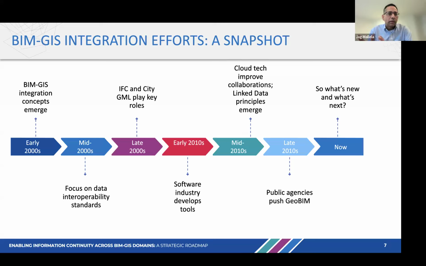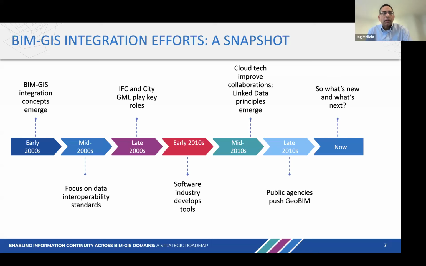And certainly, I could put my finger on specific things that have happened, like the BIM-GIS integration concepts emerged in the early 2000s. By the mid-2000s, I think the focus on data interoperability standards and the standards development process put more focus on BIM-GIS data connections. Prior to that, it was more transformations of data, but the interoperability standards really helped connect the data, completely taking into consideration that the real world is represented in multiple ways. There are multiple representations of the real world, so the best way to connect it is through interoperability standards.